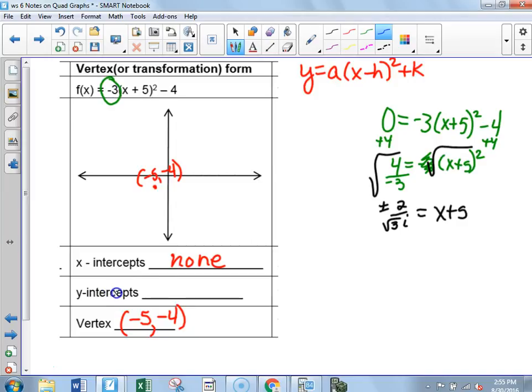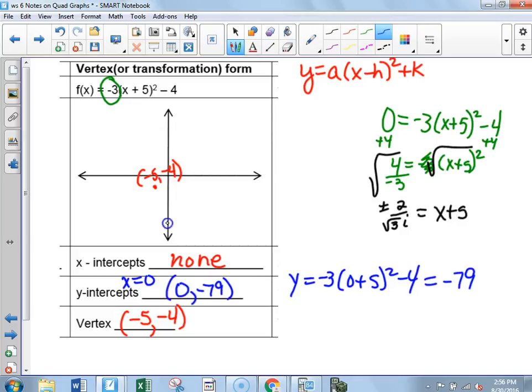Then the last one, how do we find the y-intercept? X equals 0. So we just plug in a 0. So we have y equals -3 times 0 plus 5 squared minus 4. Be careful, it's not -4. You don't get to throw away all that other stuff, right? This becomes 5 squared is 25 times -3 is -75 minus 4 more is -79. So way down here somewhere, I'm just going to pretend that's -79.